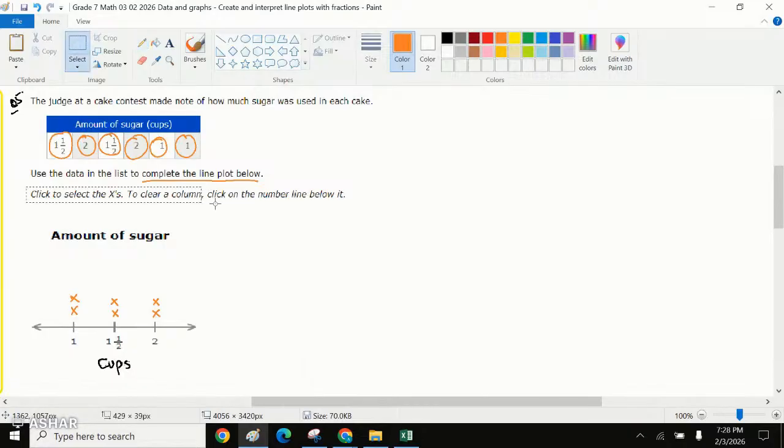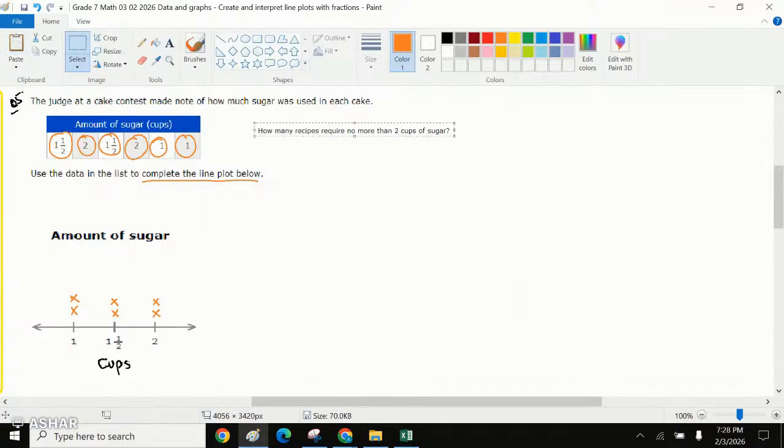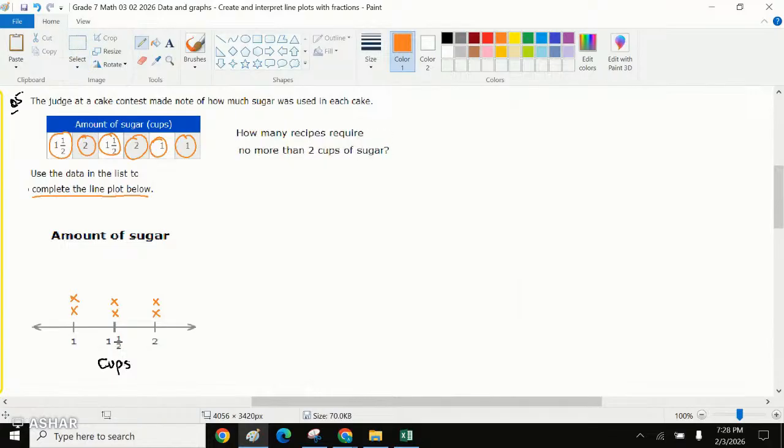Now let's see what can be done with this question. What are the further requirements? They are saying how many recipes required no more than 2 cups of sugar. This is the first part of the question. That means the maximum amount of sugar cups that can be used is 2, right? The maximum number of cups that can be used is 2.